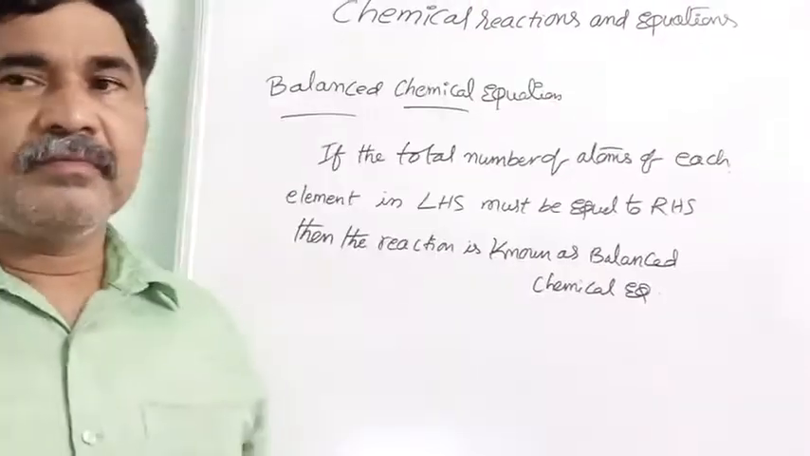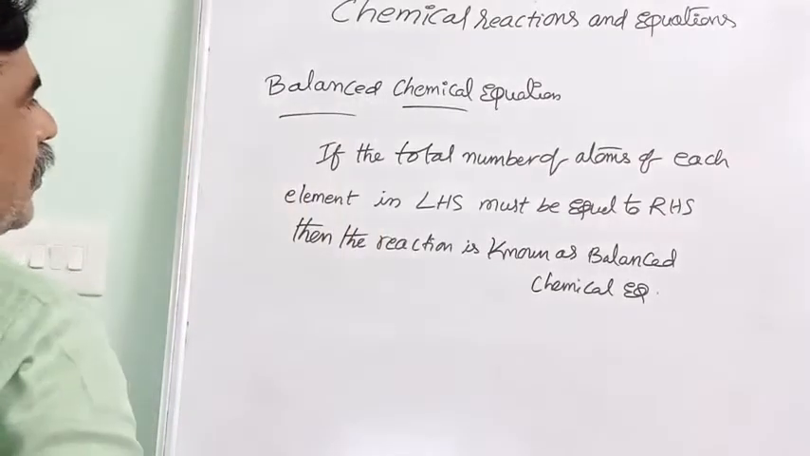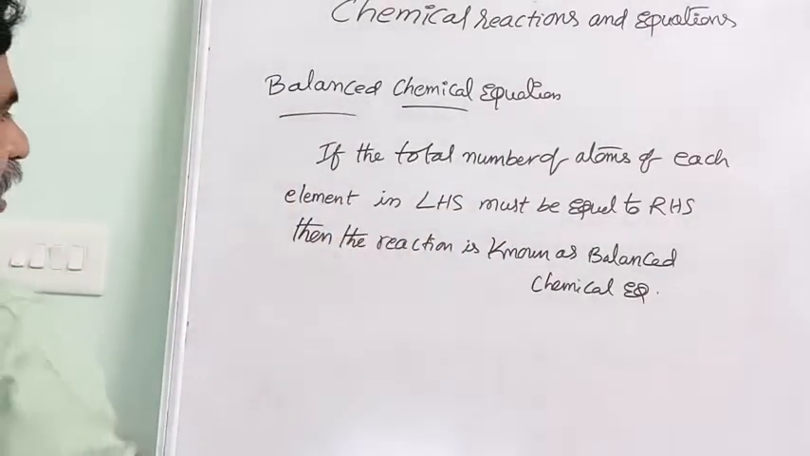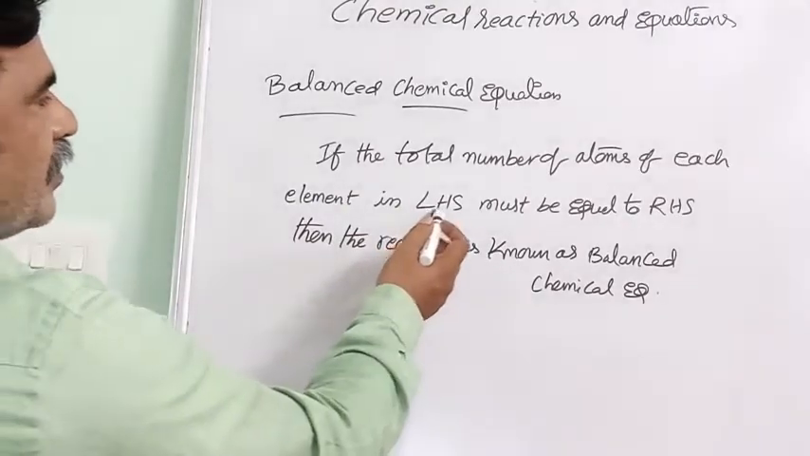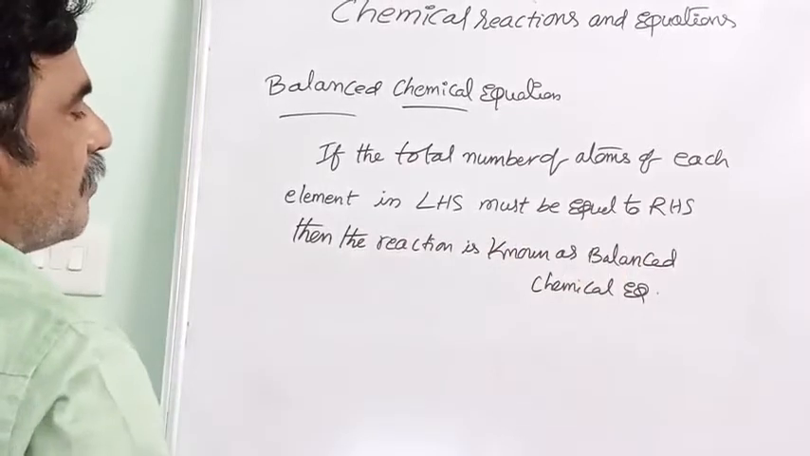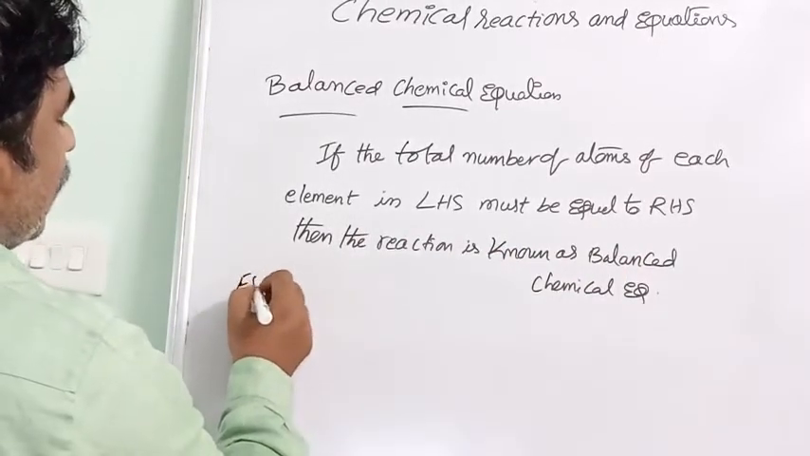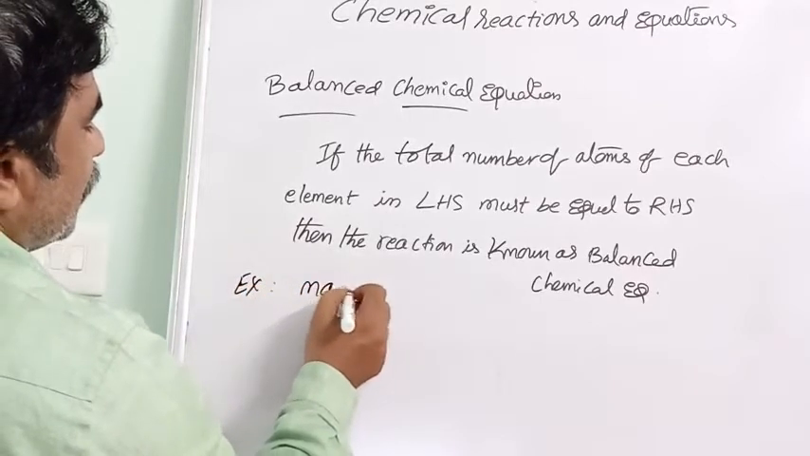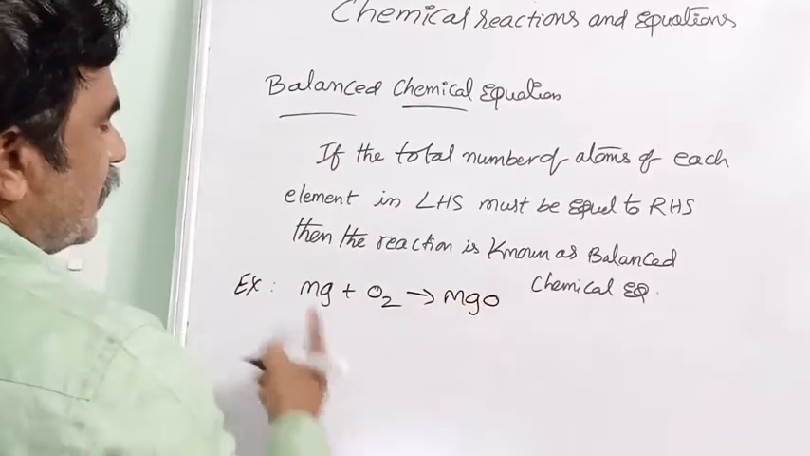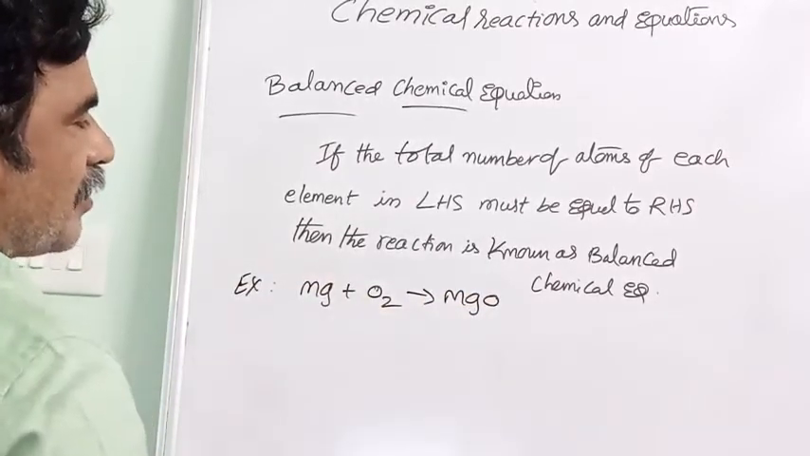Balanced chemical equation: if the total number of atoms of each element on the left hand side is equal to the right hand side, then such a reaction is named a balanced chemical equation. Example, magnesium plus oxygen gives magnesium oxide. This is just a chemical equation. It's not a balanced chemical equation.